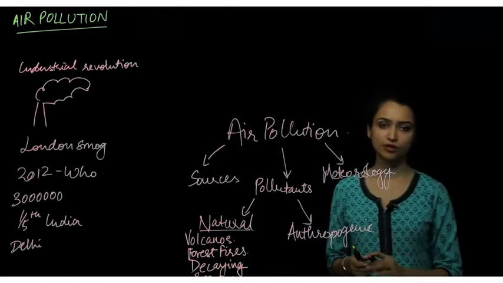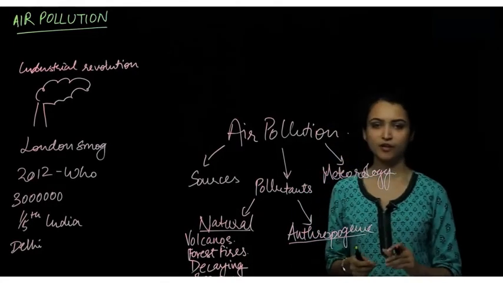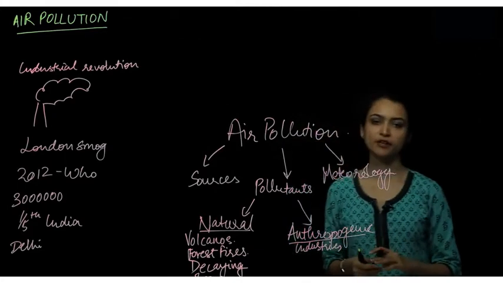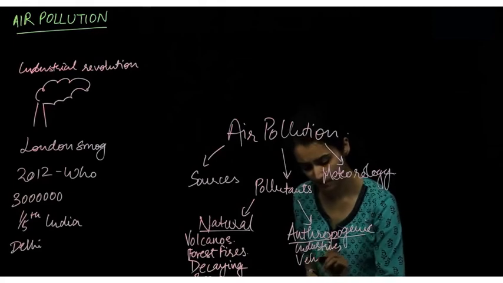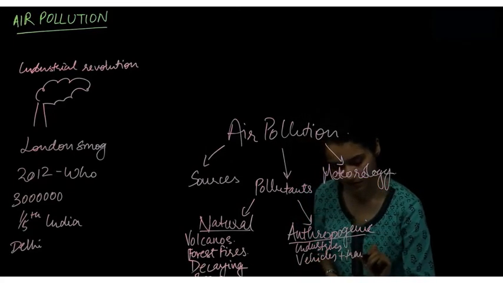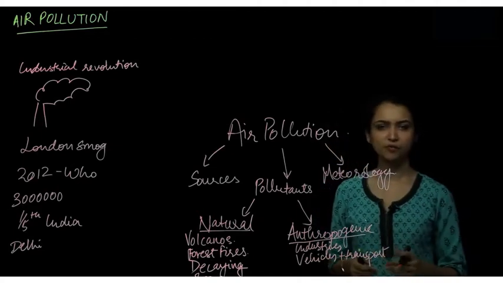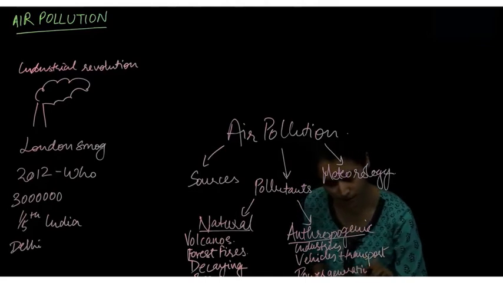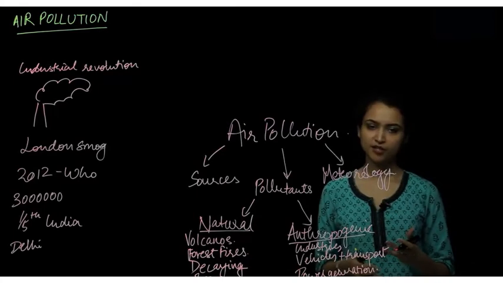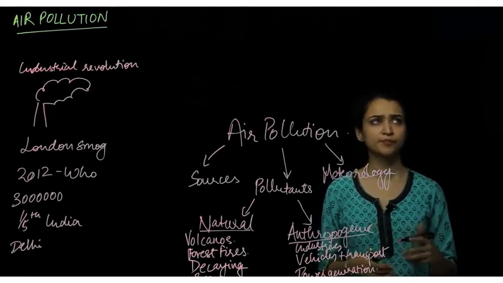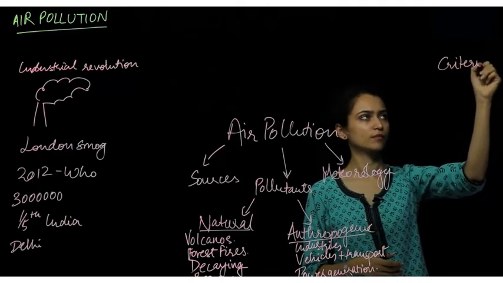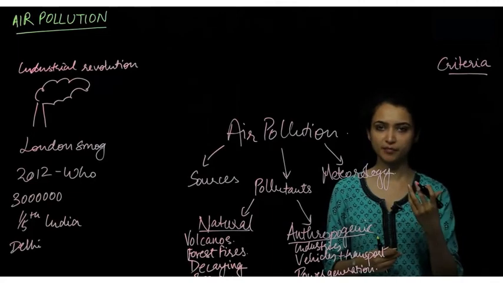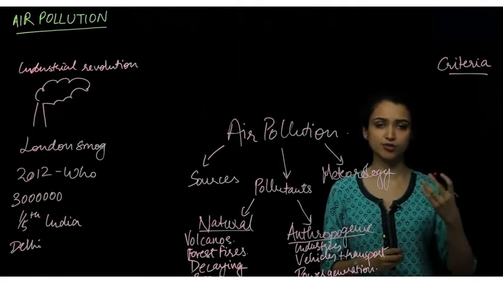Anthropogenic or man-made sources of pollution are mostly because of industrial activities, because of vehicles, and because of power generation activities. Another way to classify these pollutants is as criteria pollutants. So what are these criteria pollutants? These are the pollutants which are specified by the US EPA and have certain standards associated with them.